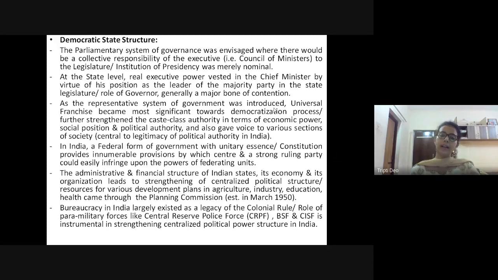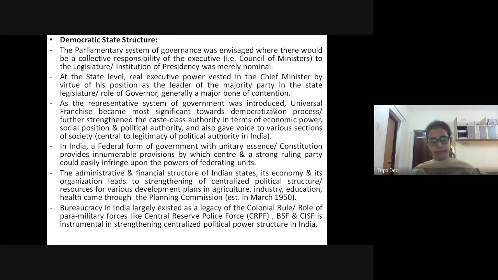Isme kya hota hai ki there is a Council of Ministers, a collective body at the center, and that is headed by the Prime Minister. The Prime Minister heads this collective body, so not one person is responsible for any kind of wrong thing that has happened. It would be a collective responsibility of the executive, the Council of Ministers, and they were responsible to the legislature. Legislature means the Lok Sabha and the Rajya Sabha at the center. And yes, we do have a presidential form of governance also, which we have taken from America, the US, but the institution of presidency has major functions, though this is largely nominal and formal.